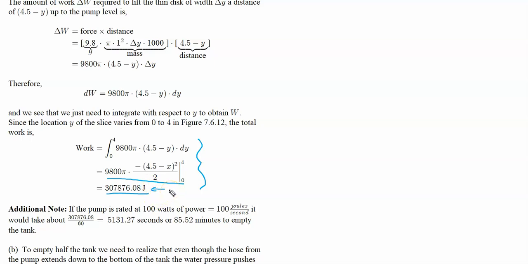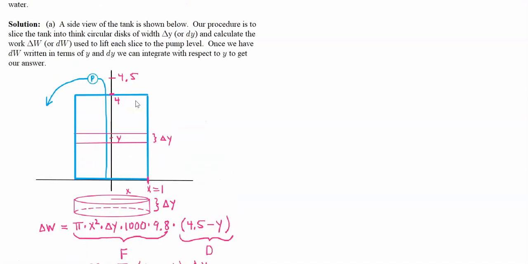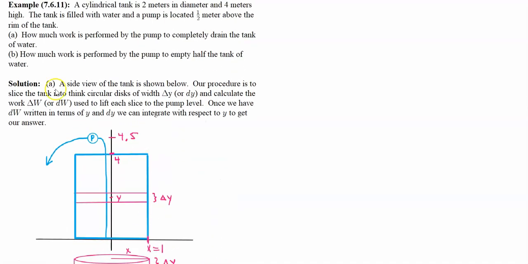Now, if you want to know how much work it takes to empty half of the tank, that's what part B was up here. Remember part B, we wanted to calculate the amount of work required to empty just half of the tank. So we want to drain the water down to where we only have 2 meters of water left in the tank. So what we want to do then is integrate 9,800 pi times 4.5.